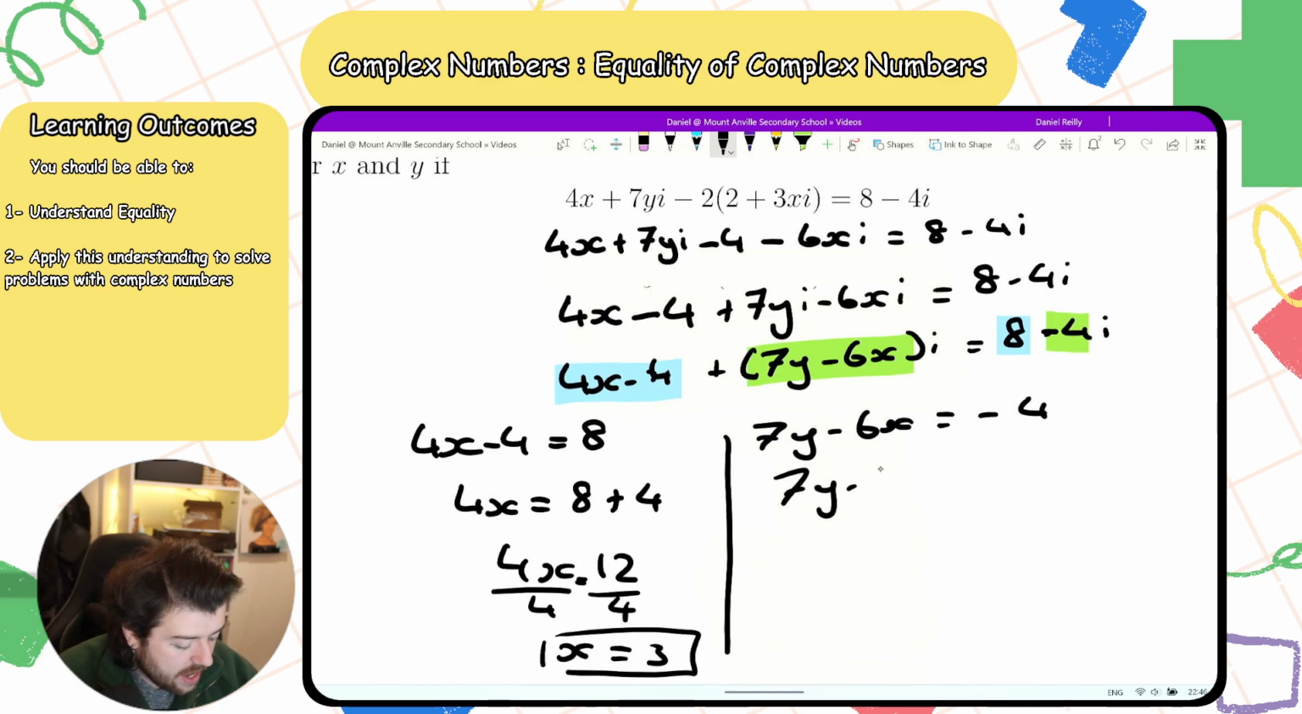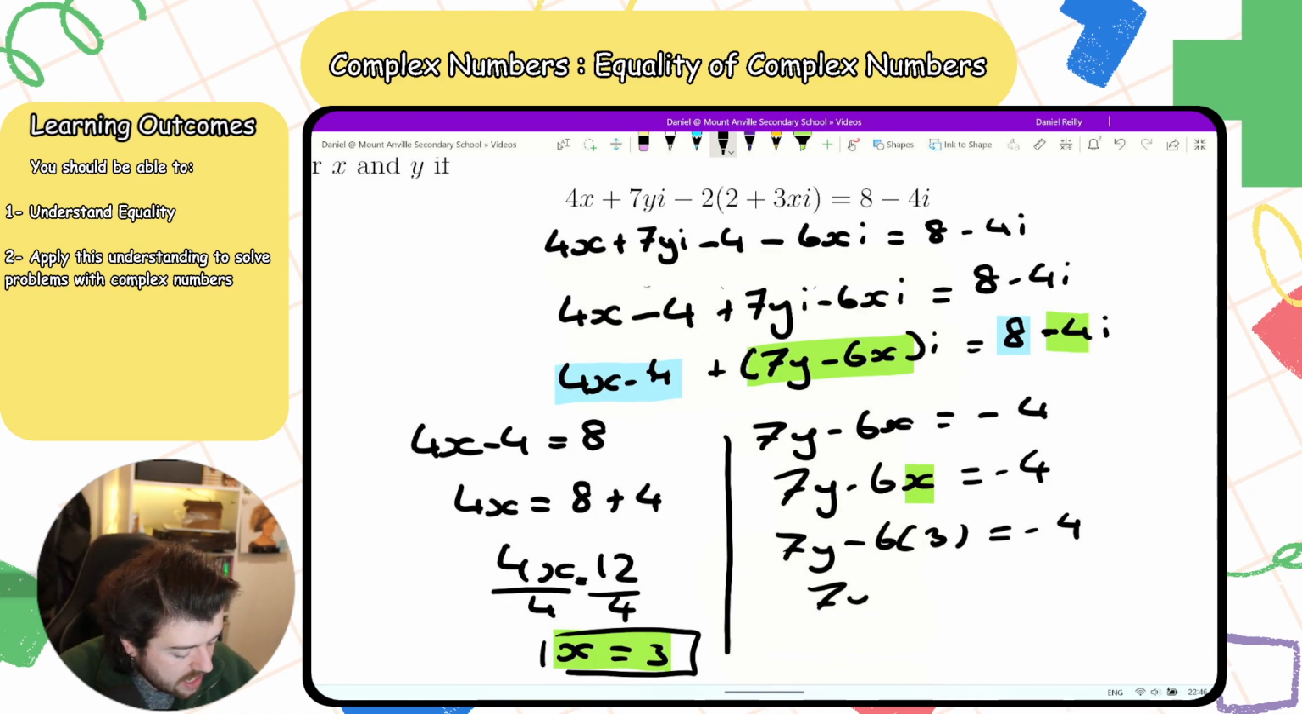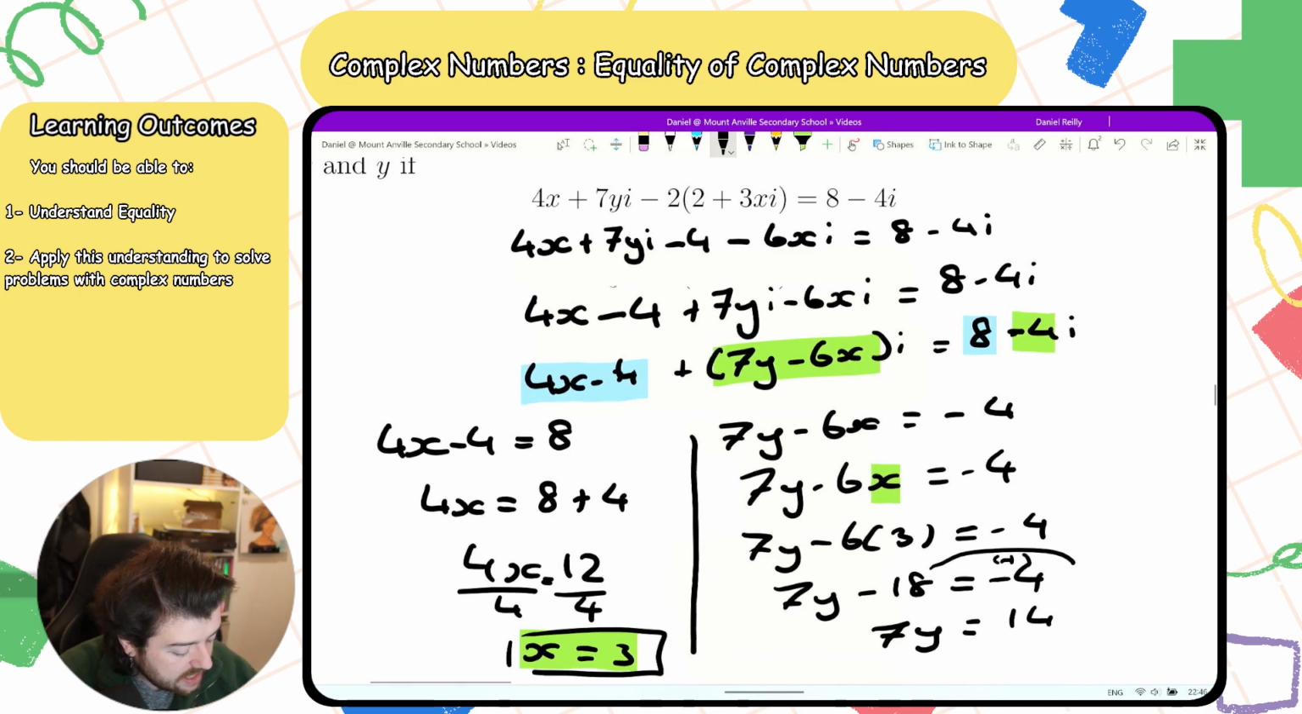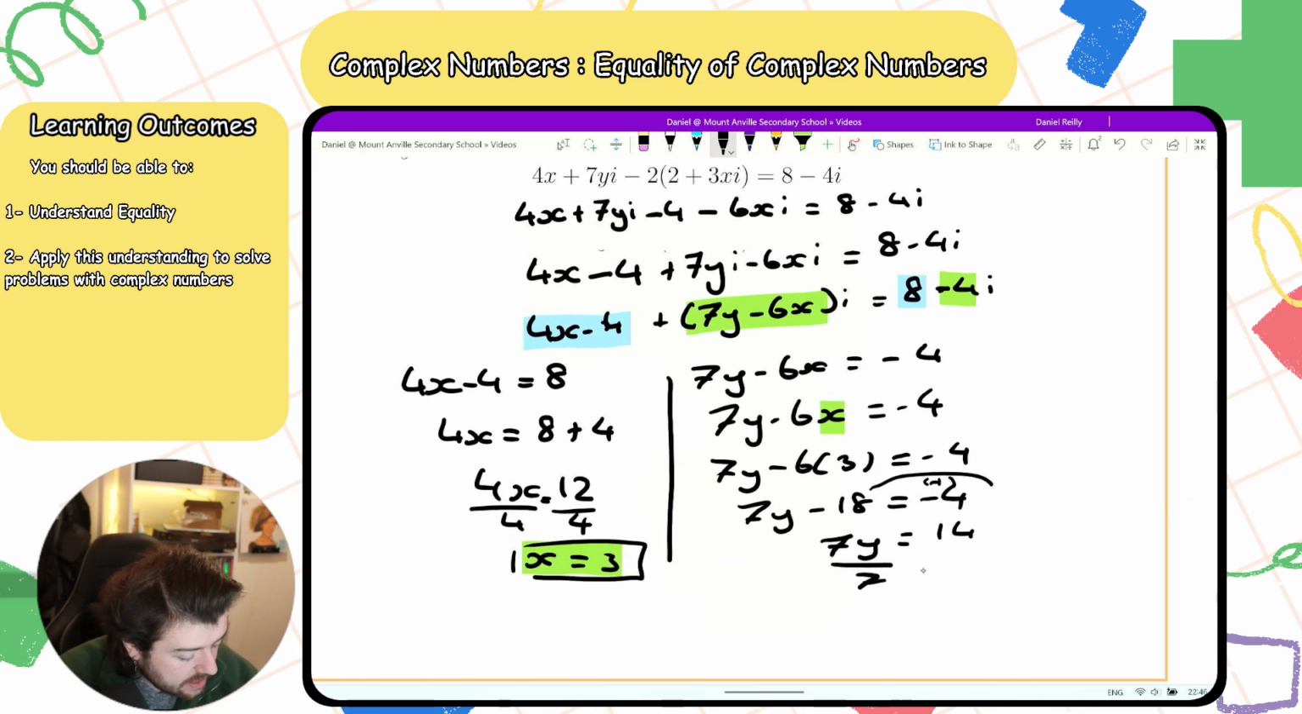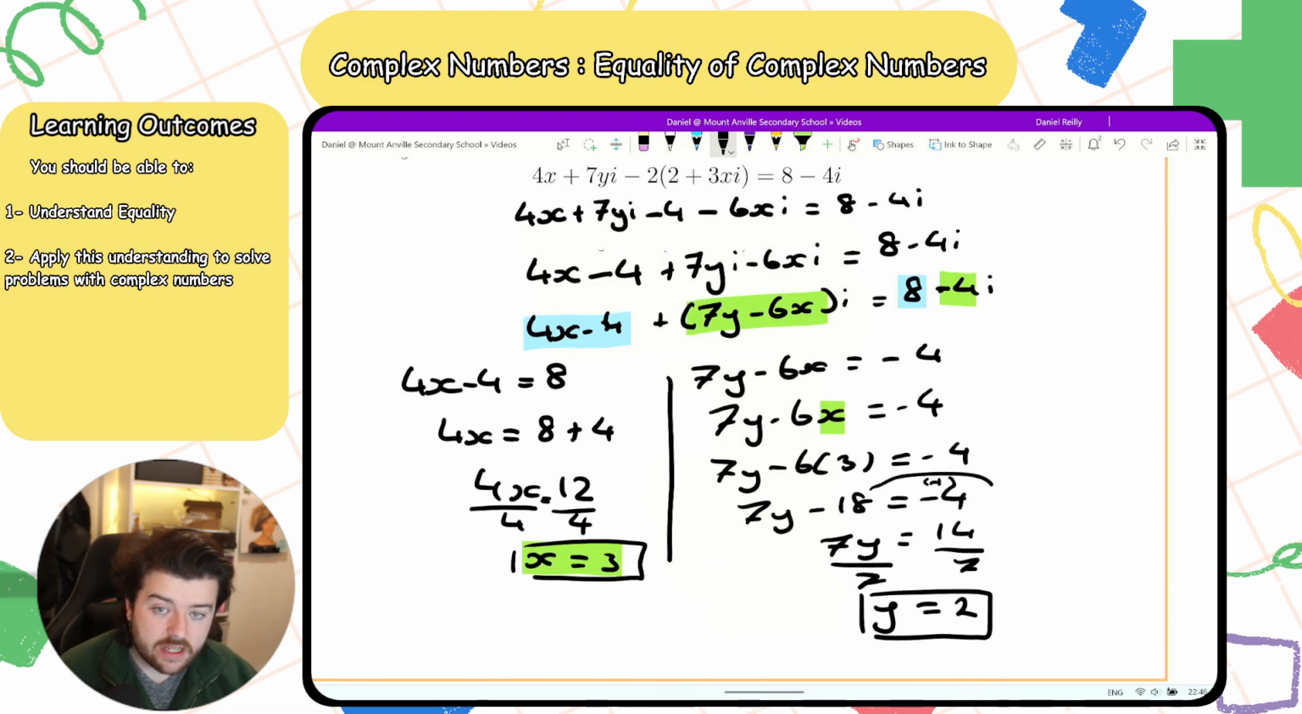So 7y minus 6x equals minus 4. Well, I can't really do anything with that at the moment until you realize, hey, I have x equals 3. So let's sub that in. 7y minus 6 times 3 is equal to minus 4. 7y minus 18 equals minus 4. 7y is going to equal, so bring this over, it's going to become a positive, so my right hand side is going to be 14. And then divide both sides by 7. I'm going to get y is equal to 2. So there you go. I have solved an equation with x and y by using equalities.